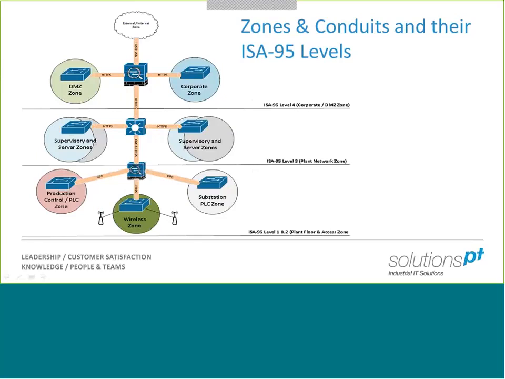We've got level 4 corporate and DMZ zone. In the middle we've got our level 3 plant network zone, which contains our supervisory and server zones. And then right at the bottom we've got our levels 1 and 2, the plant floor and access zone, and that's where our high criticality zones are, our substation PLC, our production control PLC, and our trusted wireless clients on the shop floor.